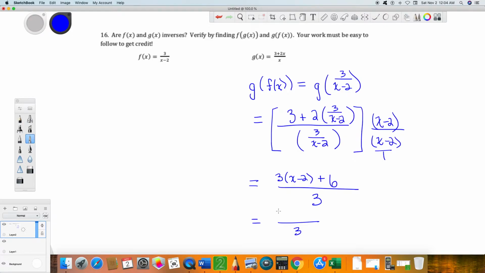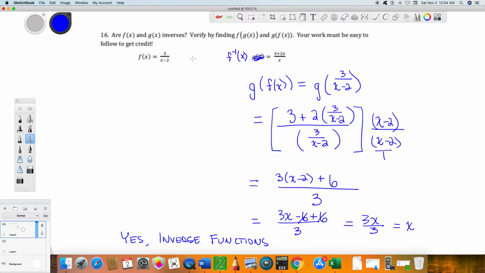So let's distribute this 3. We've got 3x minus 6, and then plus 6. Well, the minus 6 and plus 6 cancel each other out. And we have 3x divided by 3, and 3 divided by 3 is 1, and we say those cancel, and we get x. So we conclude that, yes, these are inverse functions. So if you wanted to, you could rename one of them. If this one is f, you could come over and rename this f inverse to make it super clear that they're inverses of each other.